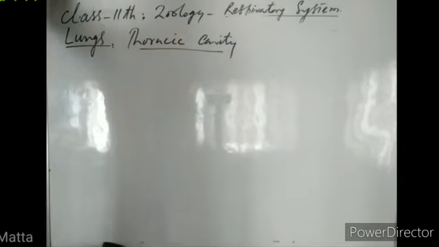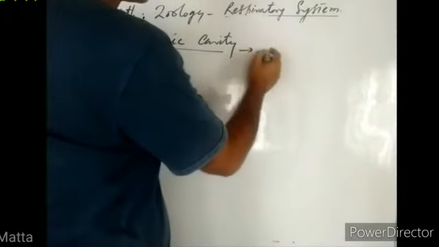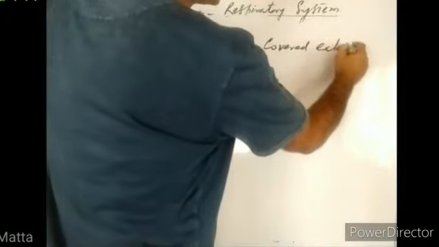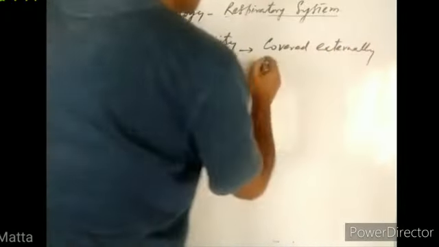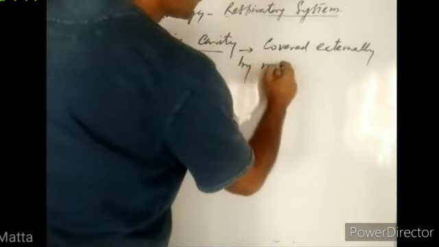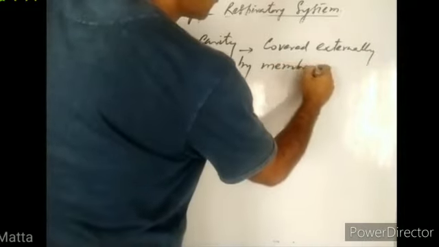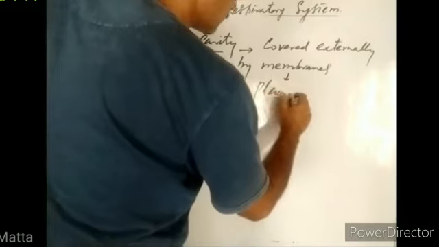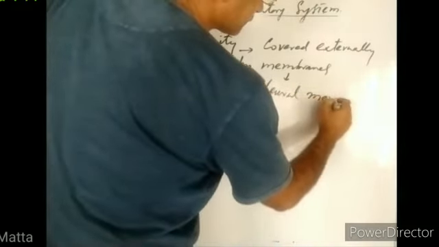In the thoracic cavity, these lungs are covered externally by membranes known as pleural membranes.